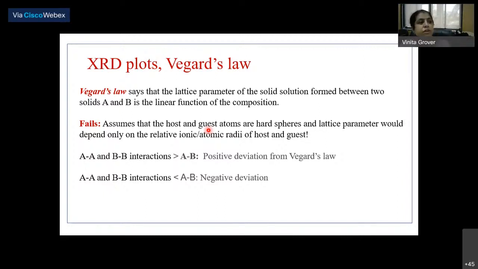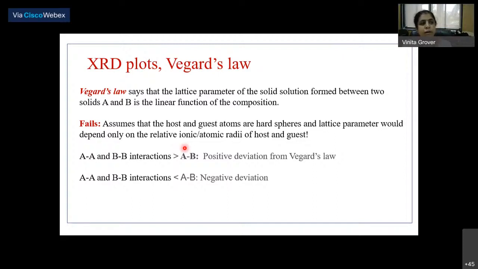In fact, I have myself worked on some systems which are completely soluble in each other in whatever proportion you mix them, and their lattice parameter also varies linearly. You have A, you put 10 of B, it comes here. You put 20 of B, it comes here. But most of the time, our solid solutions do not follow all those rules, or the end members are not isostructural with similar charges. So Vegard's law fails.